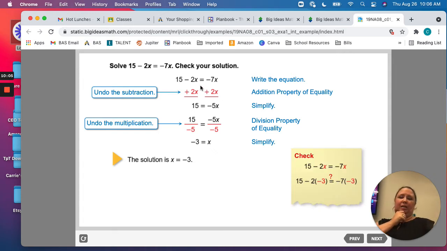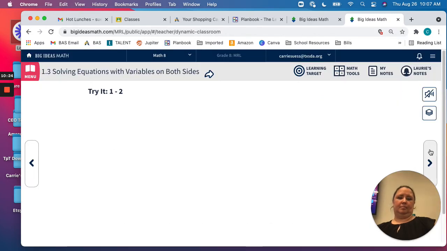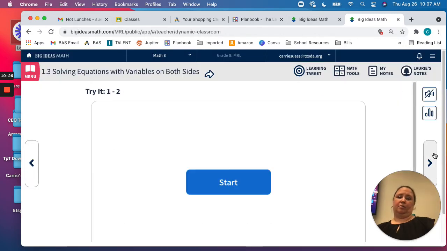You can always check it by plugging a negative 3 right here where this original x is. You see how they plugged it in? Solve it, and does it equal 21? Does equal 21. Not required, but if you always want to check your work, that's how you do it. Any questions? All right, go do your try-its. You only have 2 to start with. And then wait for me at example 2.